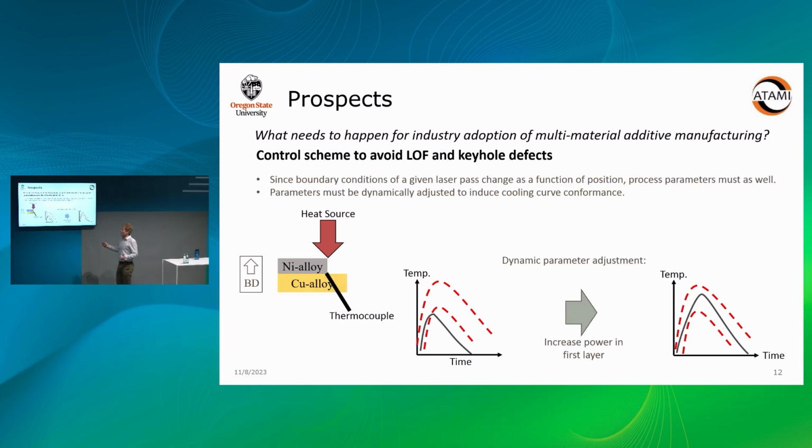Take that same situation, but now we're depositing a nickel-based alloy on a copper-based alloy. If we use the parameter that previously gave us a defect-free part, we're actually going to get a lower peak temperature, because now we're depositing on a copper-based alloy that's diffusing all the heat out. So the idea is that we have some sort of dynamic parameter adjustment: we identify a window where we have no defects, and then some sort of closed loop controller automatically adjusts our parameters so that we're aiming for that cooling curve.